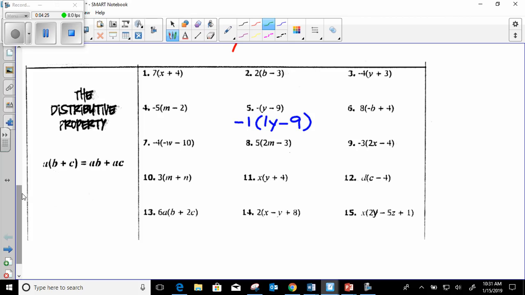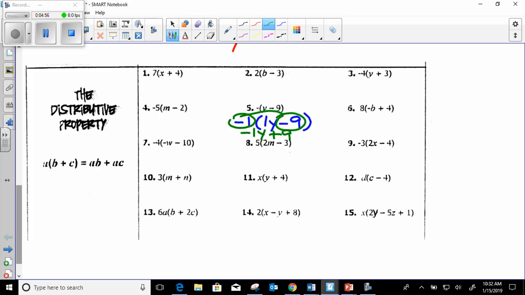So, a negative 1 times 1y gives me a negative 1y. A negative 1, now circle it, times a negative 9 gives me positive 9. So your answer is negative 1y plus 9. Now the correct answer would be negative y, because the 1 is kind of invisible there, plus 9.